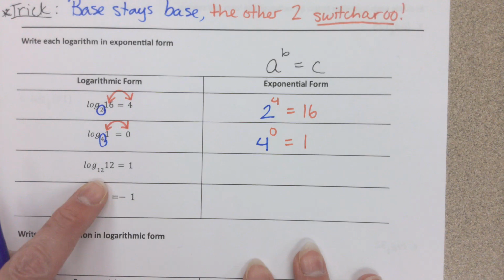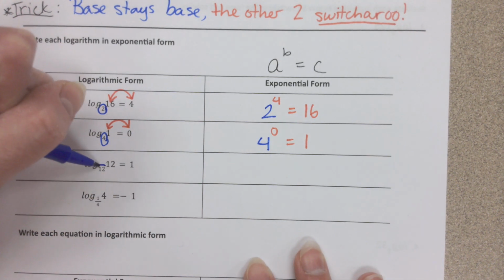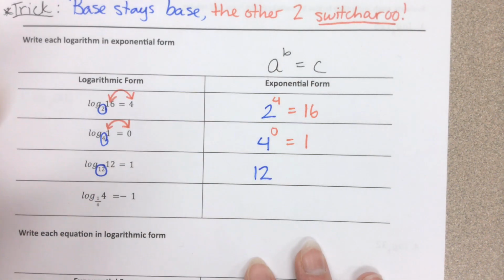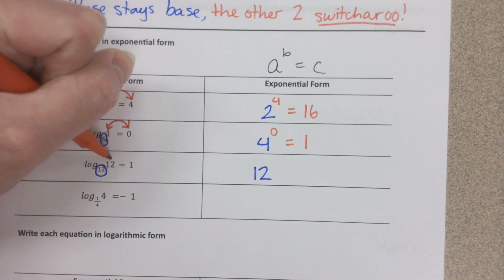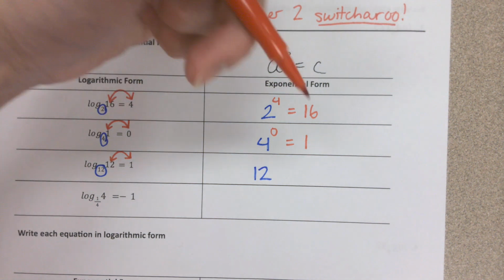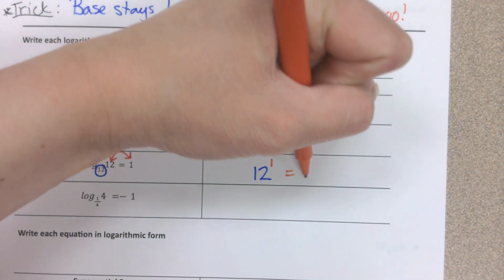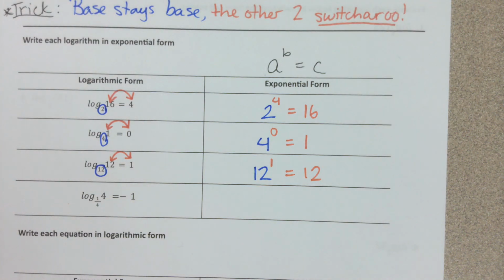Third example, log base 12 of 12 equals 1. Base stays base. My base is 12. The other 2 switcheroo. My exponent is 1, and then 12 will go on the other side of the equal sign.